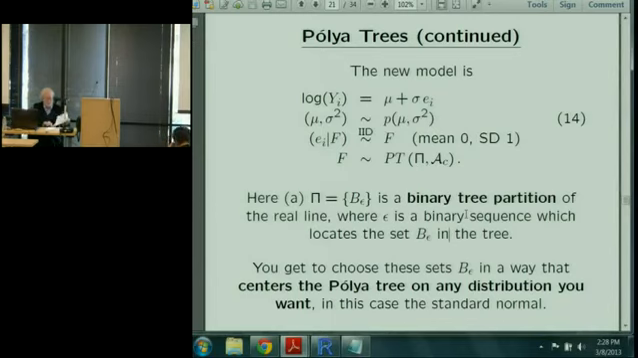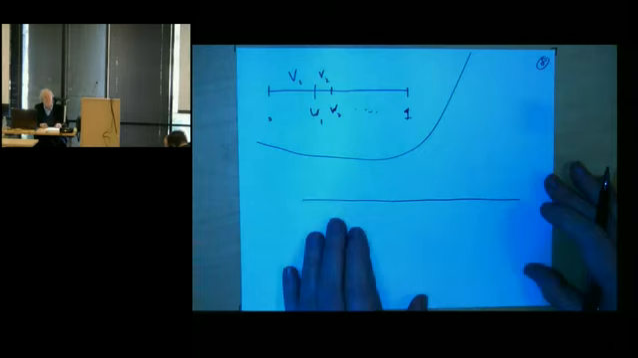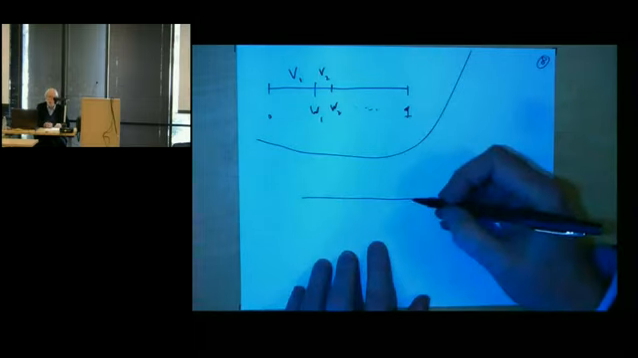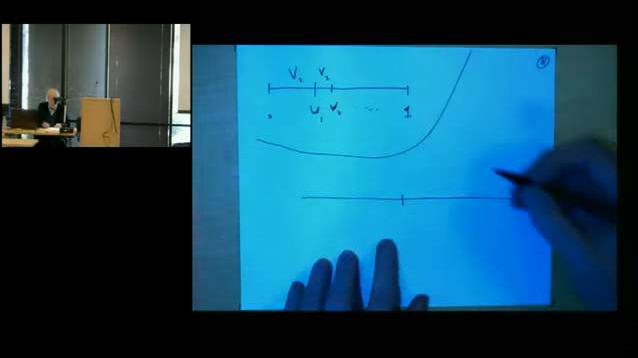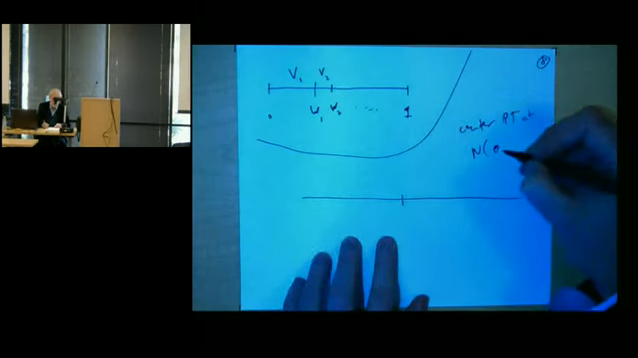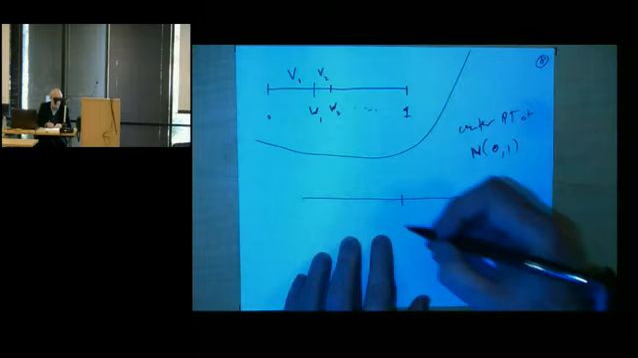Actually, I can start it on page 8. Suppose we wanted to center the Pólya tree on the standard normal distribution. Then binary trees, of course, have different powers of 2 at each level that corresponds to a layer of the tree. So the top layer, let's start with 2 sets, partition sets, and with the standard normal distribution, I'm going to center the Pólya tree at the normal 0, 1. So it's very natural, according to the normal distribution, to center things at 0.